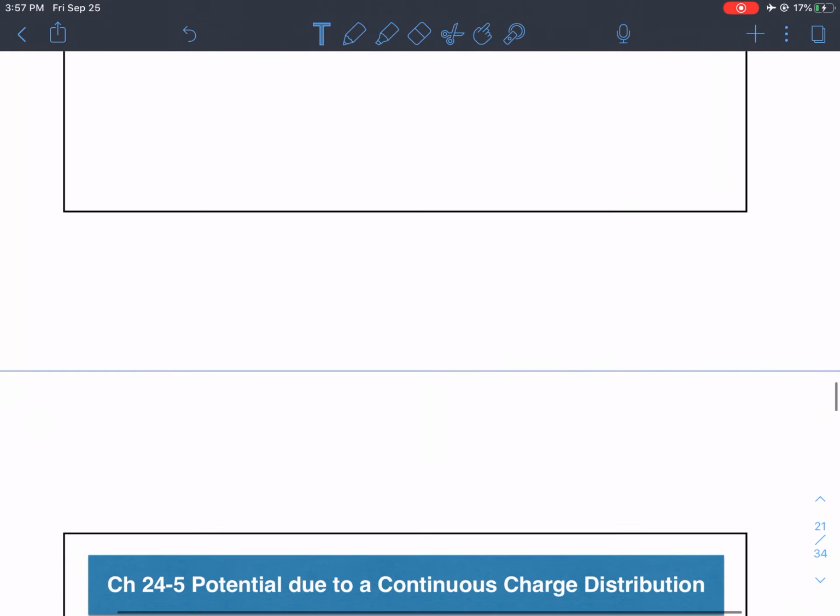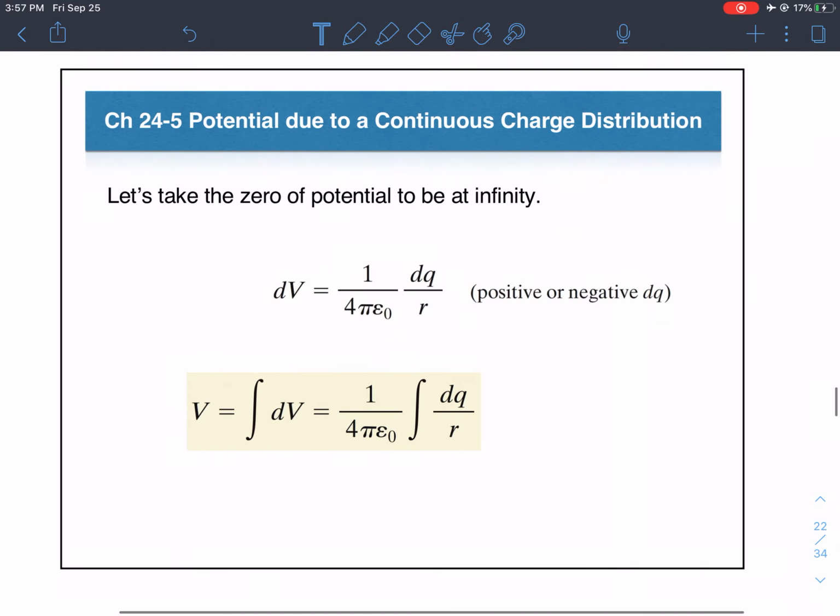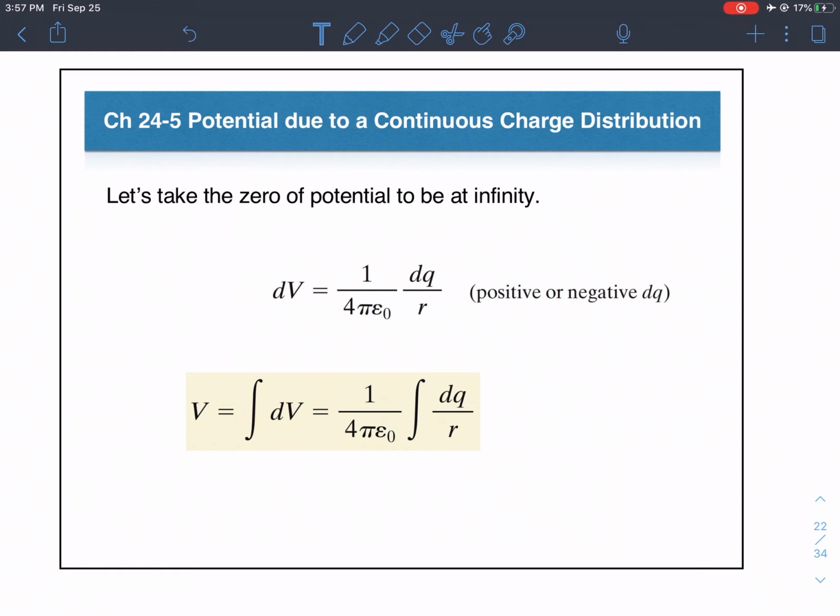That means we will do very similar calculations to what we did in chapter 22 when we calculated the electric field using integrals, and that's a 7-step process. So again, in this chapter, I'm going to show you how to do the steps for when you calculate the potential, not the electric field, but the potential.